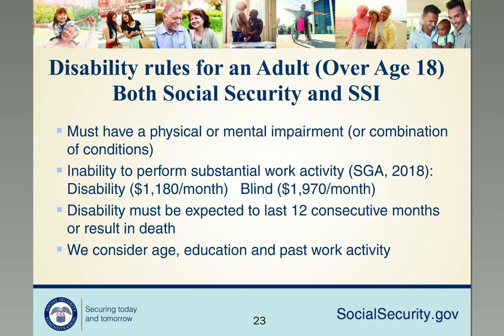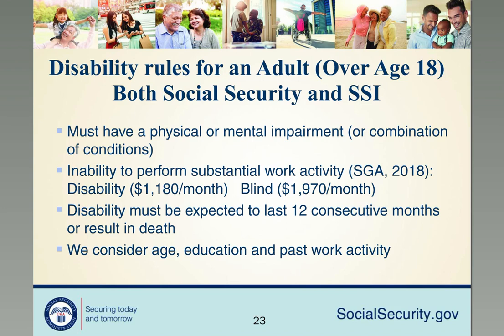Now then, one thing that these two programs do share in common is a definition of what it is to be disabled as an adult. So I'm going to walk through this with you. You must have a physical or mental impairment or a combination of conditions. So in order to be eligible for this program, you need to be disabled. And that could be a mental disability, or that could be physical, or it could be a combination thereof.